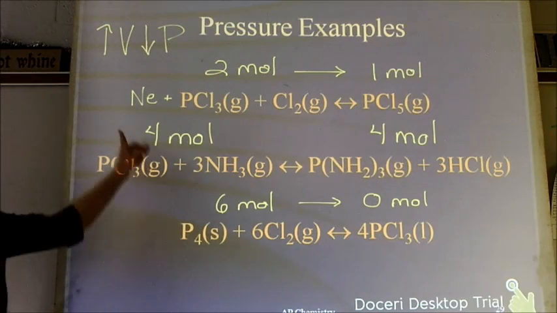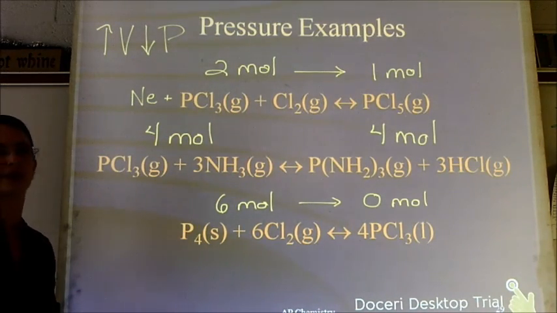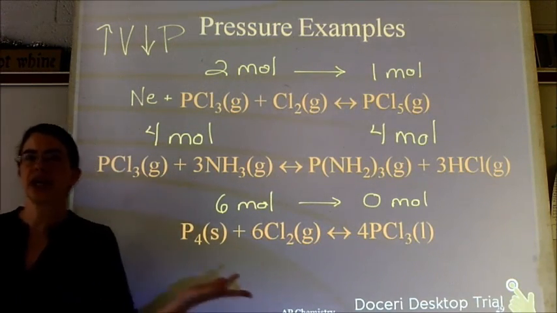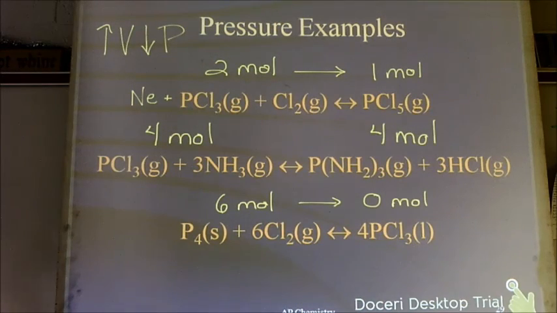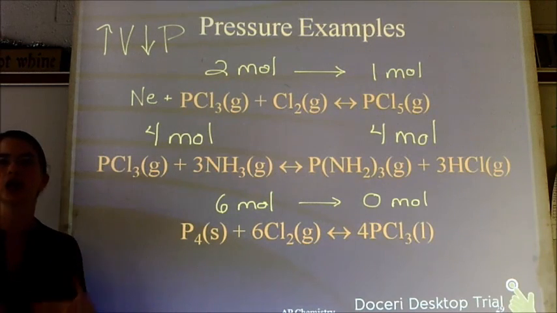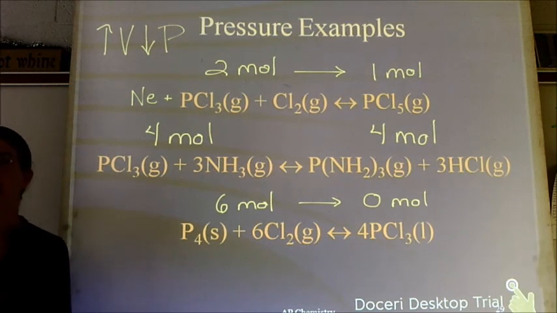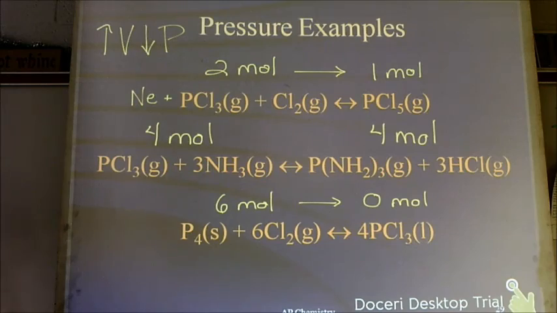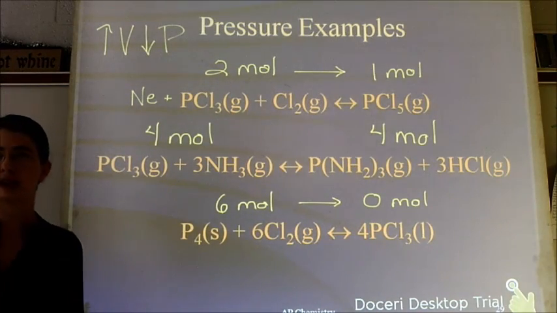So let's say to this equilibrium system, I just decide for whatever reason to add some neon gas, just for kicks, because I feel like it. If you have this situation and you add an inert gas, it's not a part of the reaction, it's not going to have any effect. So addition of an inert gas, doesn't matter if it's on reactants or product side, no effect.